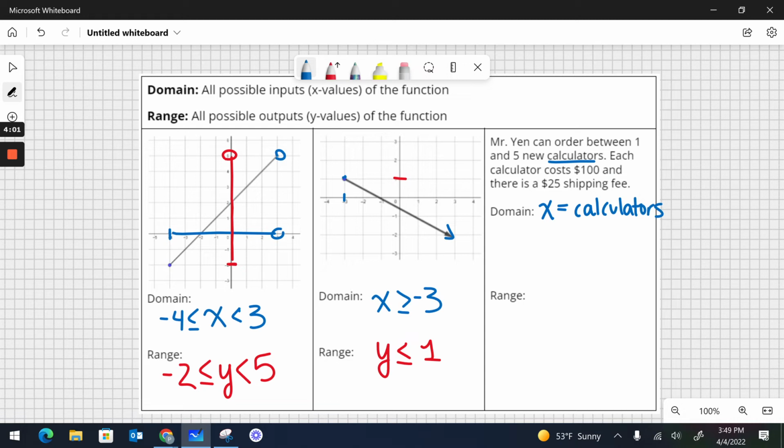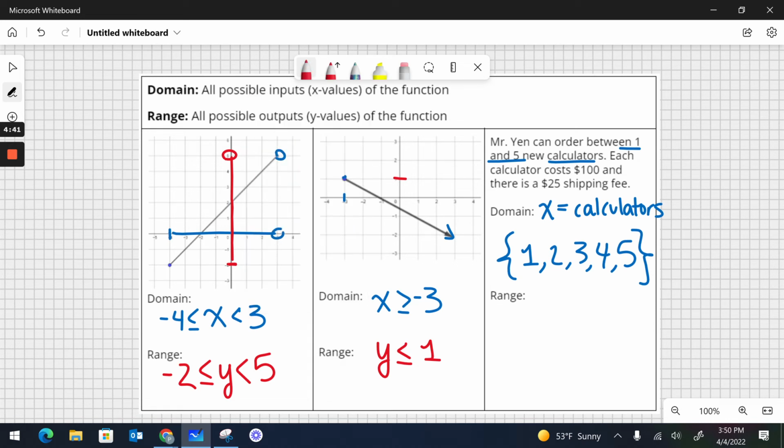The situation says that I can order between 1 and 5, and you can only have whole numbers for calculators, right? You can't have a fraction or a decimal of a calculator. So the way that I can write this is, when I'm just listing numbers, I'm going to use the fancy bracket. The lowest possible x value I have is if I just order 1 calculator. Then I can order 2, or 3, or 4, or 5, and that's it. I can't order any more than 5, so I'll stop the list there. That's my domain.